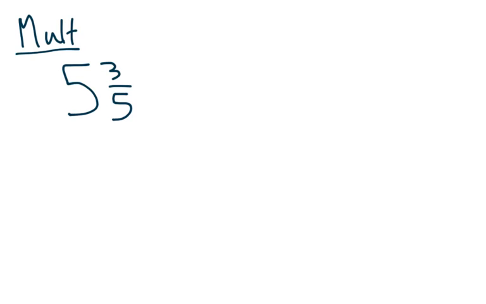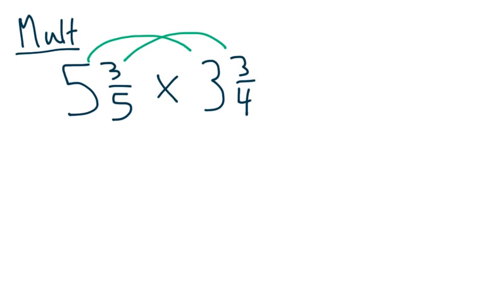So let's look at multiply. Start there. We're going to use the same mixed numbers for all of these operations, just to show you how it works. So the numbers I'm going to use are 5 and 3/5, and then we're going to multiply it by 3 and 3/4. Now, when it comes to multiplying, the big mistake that many students make is they try to go 5 times 3 and 3/4 times 3/5. Don't do that. That is wrong.